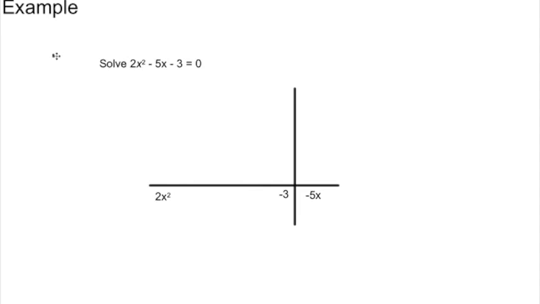We've done this before in the past. If you've forgotten how to use the cross method, you can go ahead and look up how to factor quadratic equations using the cross method. But let's go ahead and start with this example. You have 2x squared minus 5x minus 3 equals 0. First thing we're going to go ahead and do is use the cross method to factor this equation.